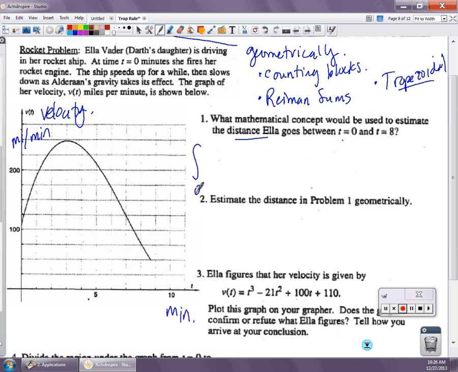Well, we're going to accumulate the area from 0 to 8, v of t dt. We're going to use that to approximate how far Ella travels. And in this case, that would be how many miles she travels. Estimate the distance in problem 1 geometrically. We could count blocks. We could use Riemann sums. We're going to go straight to the point, and we're going to do trapezoids. We're going to use 6 trapezoids.